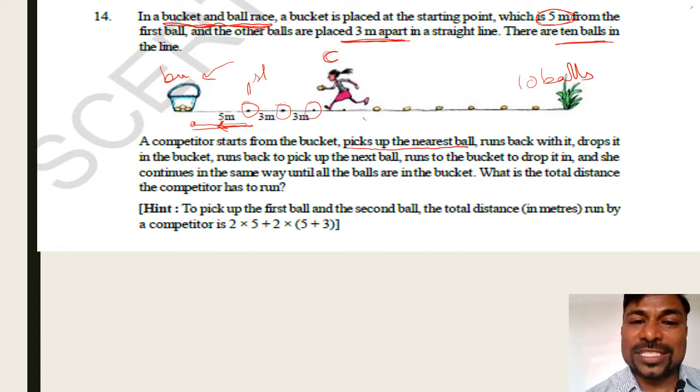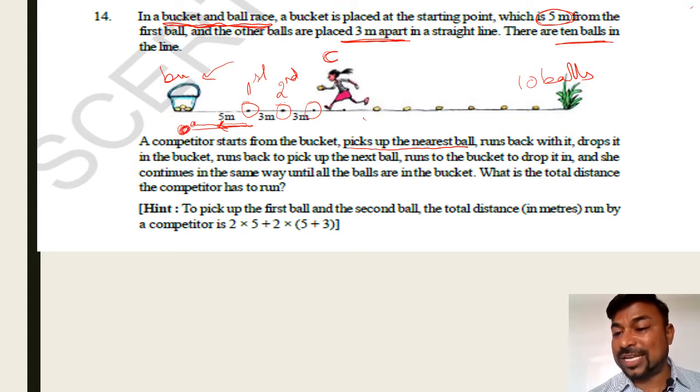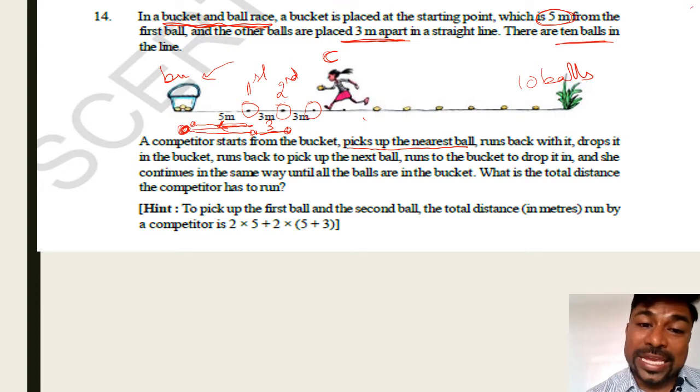Now to pick up the second ball, again she starts near the bucket. You have to understand that. First she has traveled the 5 meters distance, then again she traveled the 3 meters distance, and after picking the second ball again she traveled 3 plus 5. So this is the tricky part. That is what the question is asking us.